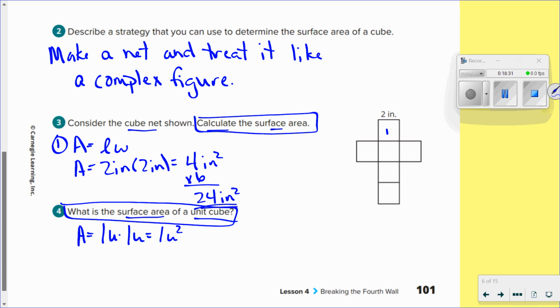Get the word cube. 6. So I multiply by 6 because there's 6 of those ones. So that means it's 6 unit cubes. So regardless of what the unit is, if it's a cube, it's going to be 6 times that unit. If it's a unit cube. And because it's area, it will always be squared, because area is always squared. Is there anything we've covered so far that you have not understood?